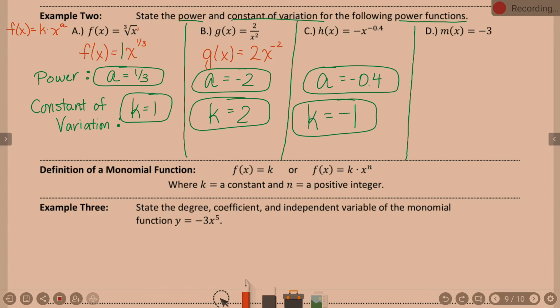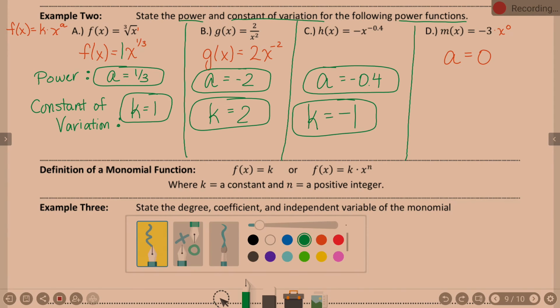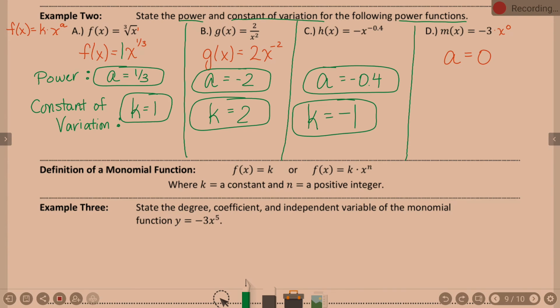And D, m of x equals negative 3. Would A equal 1? If a equals 1, then that means there's an invisible x to the first. Is there allowed to be an invisible x to the first? No. If it's an invisible x, what is that power? X to the 0. So what does that make a? 0. What's the catch? Oh, it's not in power.